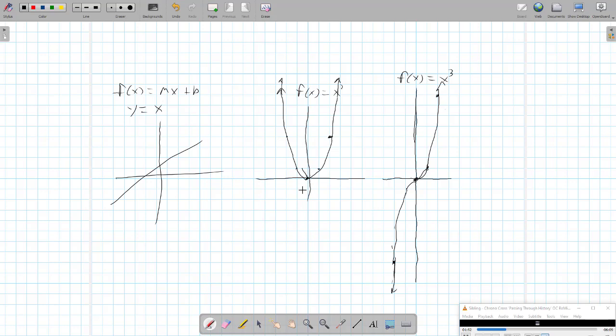X cubed. So some things about these. You can tell, first off, domains. This is negative infinity to positive infinity. Negative infinity to positive infinity. Negative infinity to positive infinity. Range. Well, that varies a bit.